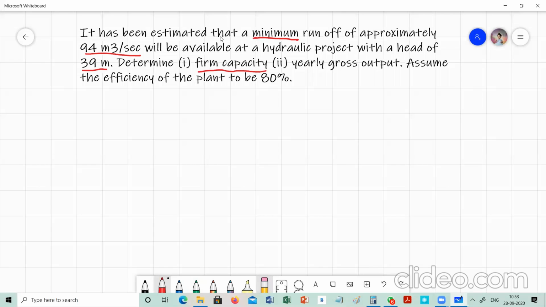Second, the yearly gross output. What quantity of energy is generated considering the whole year, assuming the efficiency of the plant, meaning overall efficiency, is 80%.